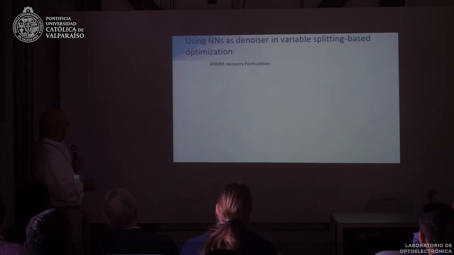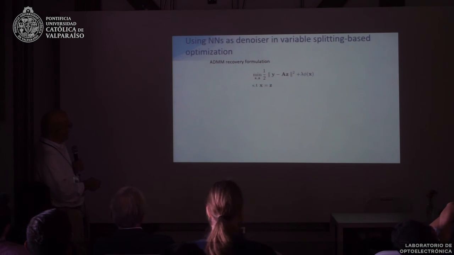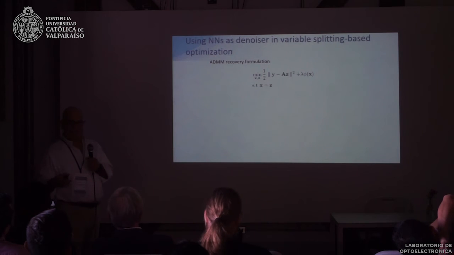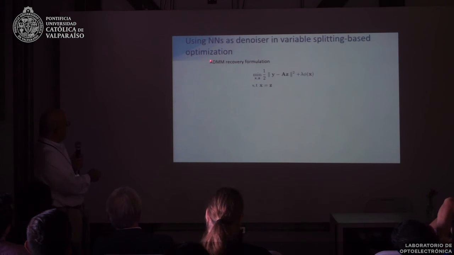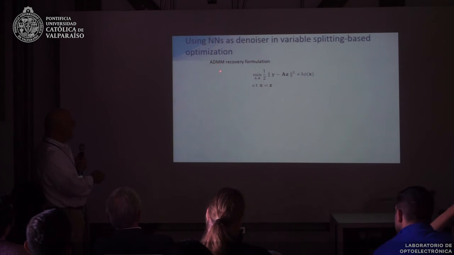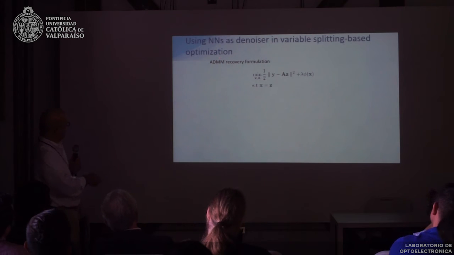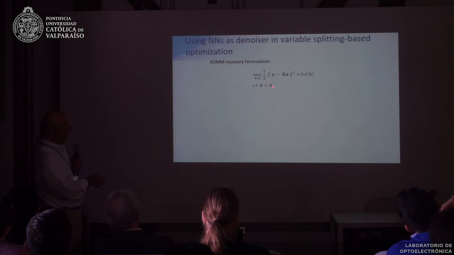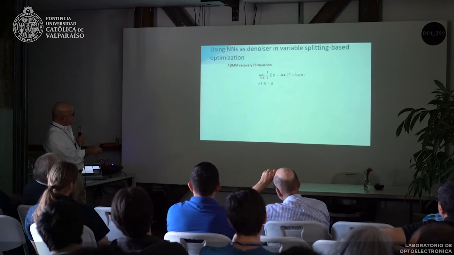The other way is what I already mentioned, write the equation. So you want to solve y equals Ax, and the approach of alternating direction method of multipliers, ADMM. Okay, so you have y equals Ax, you introduce a new variable z, x equals z, and you write the problem like this. This is the original problem.